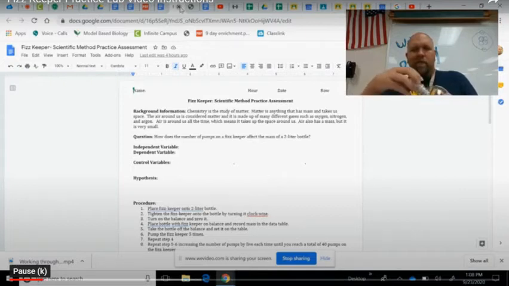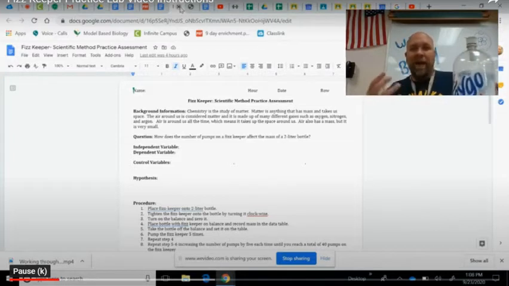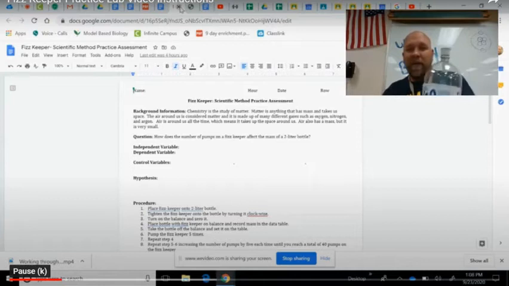Okay, so if you look at the background information at the top of this exit ticket, it says chemistry is the study of matter. Matter is anything that has mass and takes up space. So the air around us is considered matter, and it's made up of many different gases such as oxygen, nitrogen, and argon. Air is around us all the time, which means it takes up space around us. Air also has a mass, but it is very small.